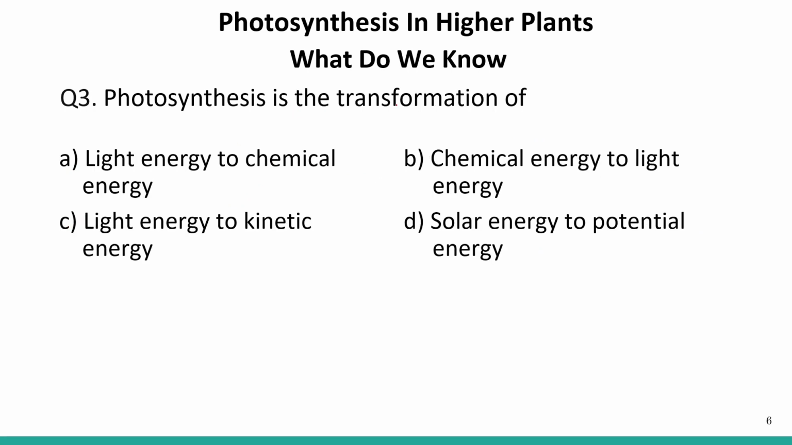The next question is, photosynthesis is the transformation of light energy into chemical energy. Chemical energy to light energy is not true, it is the opposite. Light energy to kinetic energy is also not true. And solar energy to potential energy. So what should be the answer? During photosynthesis, light energy is converted to chemical energy, initially in the form of ATP and NADPH.